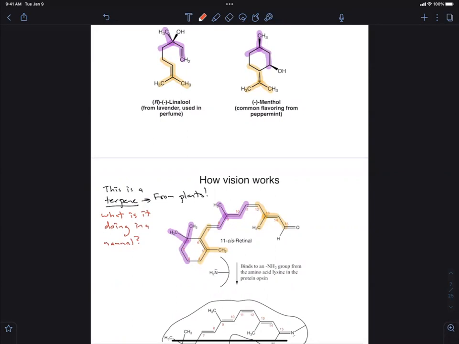This is an incredible observation. Why? Well, it turns out terpenes are from plants. So how is it that it's part of the key sight or vision mechanism within mammals? Well, it's because we co-evolved with plants. It turns out our bodies cannot make cis-retinal. Instead, we eat it and it comes from plants. Pretty cool. So let me tell you exactly where it comes from.